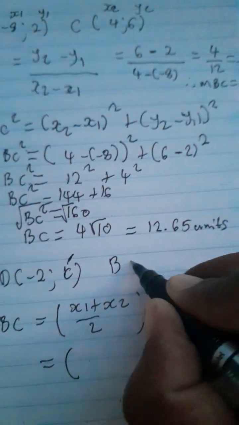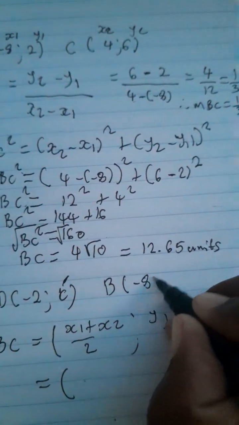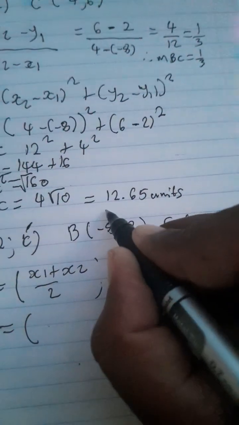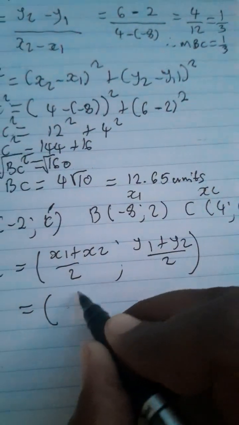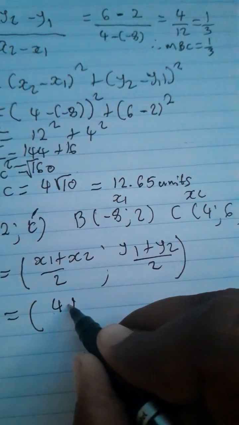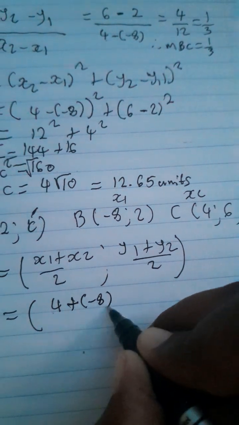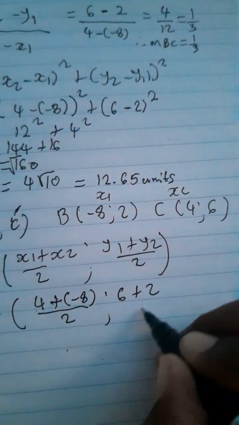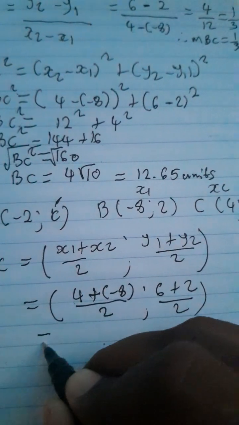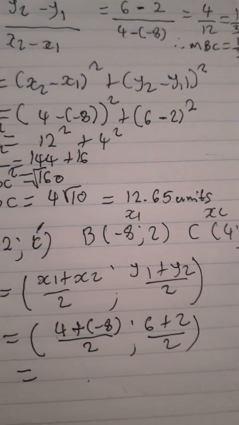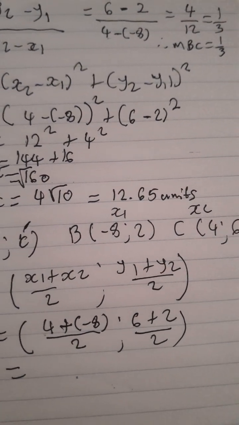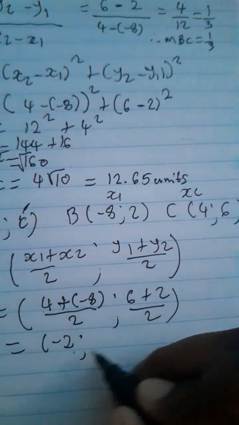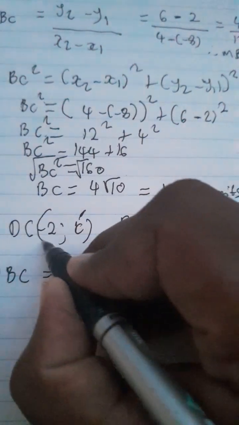So remember that your B is given as -8 and 2. Your C is 4 and 6. So this is your x1, your x2. So this will be 4 plus -8 divided by 2, and for y, 6 plus 2 divided by 2. From here we have 4 plus -8, guys. That will be -4. Then -4 divided by 2 will be -2. Right, so this -2 we have proven.